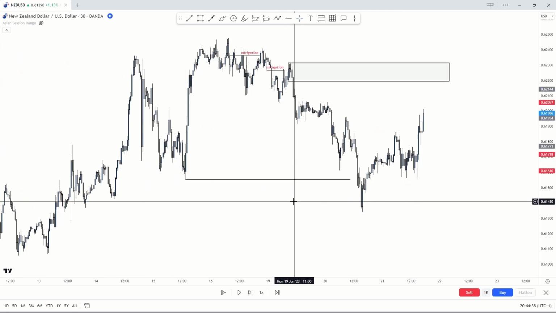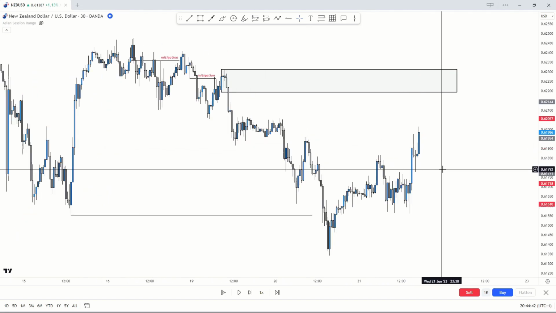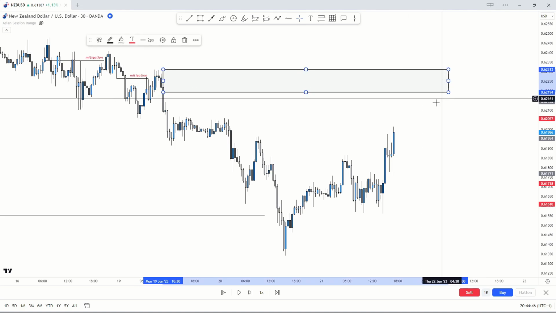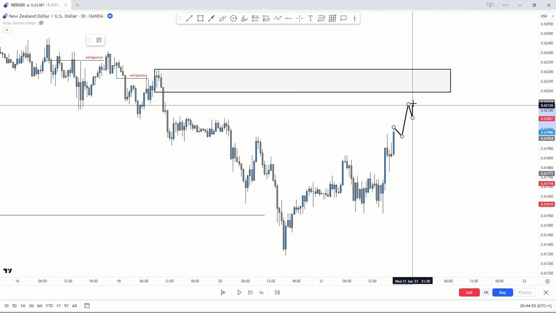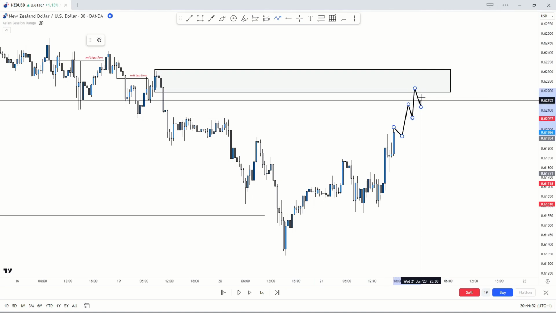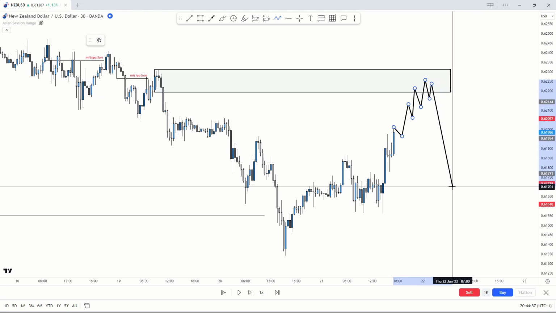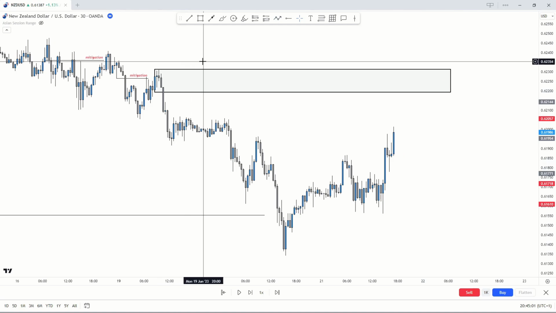Now, on the 30-minute, we have this current price action. What I'm going to be looking for is for price to tap into this zone, tap in, sweep a high, give me a change of character on the lower time frame, and then I enter and catch the move to the downside, right? That is what I'm looking for.